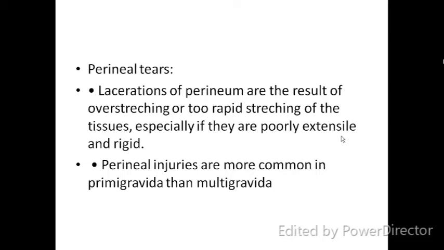Okay. So perineal tear. What is perineal tear? I told you when we were discussing episiotomy, why do you give episiotomy? To prevent perineal tear. So perineal tear is a laceration of the perineum. It is the result of overstretching or too rapid stretching of the tissue, especially if it is poorly extensile and rigid. Perineal injuries are more common in primigravida than multigravida. As I told you, primigravida has a rigid perineum, so chances of perineal tear are more. Lacerations of the perineum are irregular, not a clean cut.